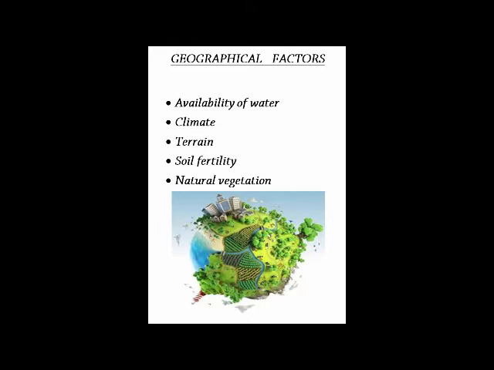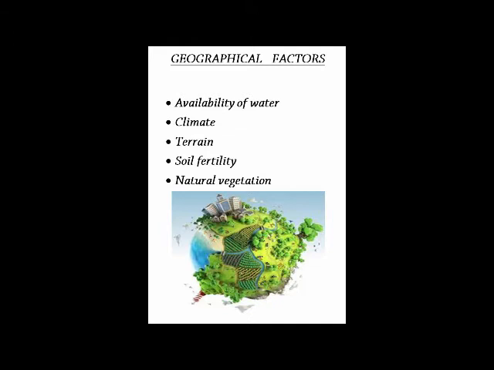Next comes the climate. Climate is another important factor affecting population distribution. Areas with comfortable climate have more population than areas with extreme and harsh conditions. Therefore, the temperate areas of the world have higher population. The third point is terrain.